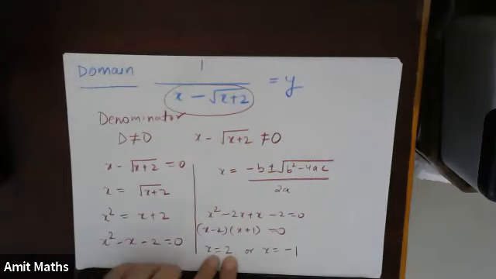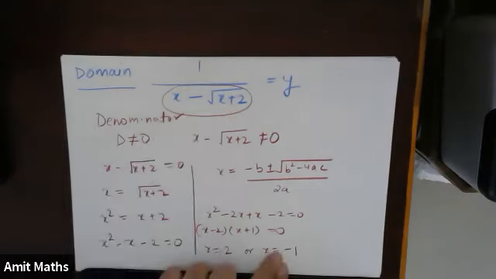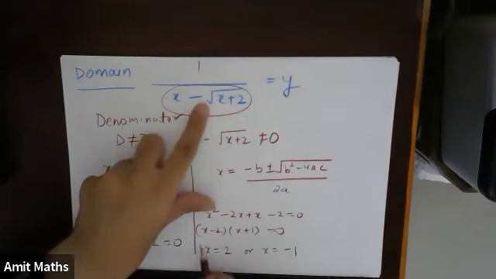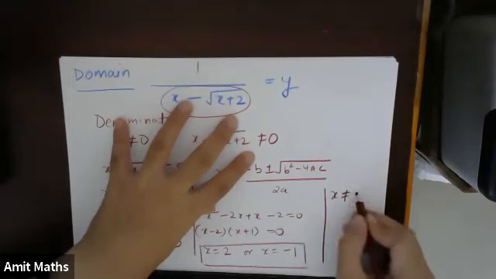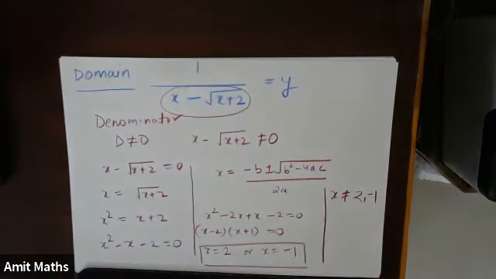For x equal to 2, what will I have? 2 minus under root of 4, 2 minus 2, 0. And x equal to minus 1, again this will become 0. So for these values of x, I cannot include. So the first thing which I got is x should not be equal to 2 or minus 1.